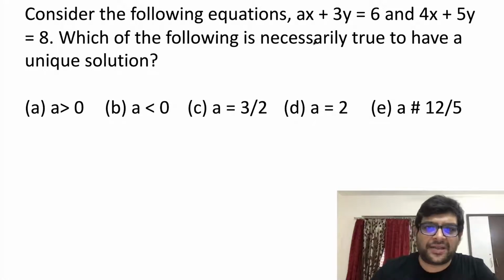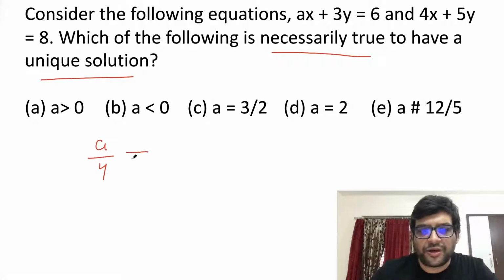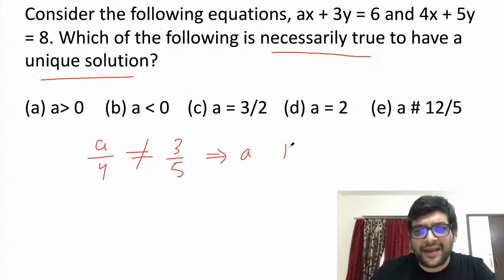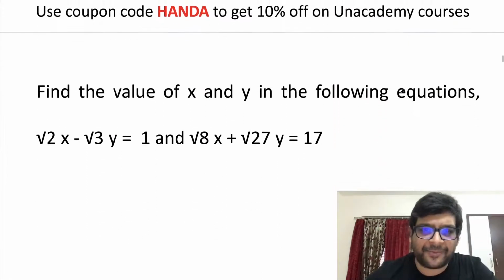We are given the following conditions. Which of the following is necessarily true to have a unique solution? Now, to have a unique solution, the coefficients of x, which are a and 4, should not be equal to the coefficients of y, which are 3 and 5. This gives me the fundamental idea that as long as a is not the same as 12 by 5, they will always have different slopes and they will always intersect. That makes option E the answer. Fair enough, Shreya? Simple concept.